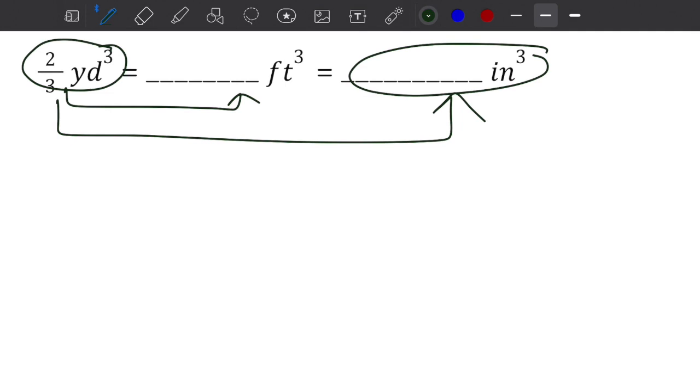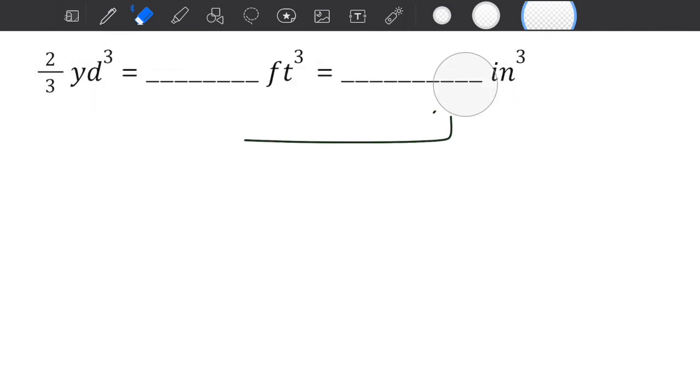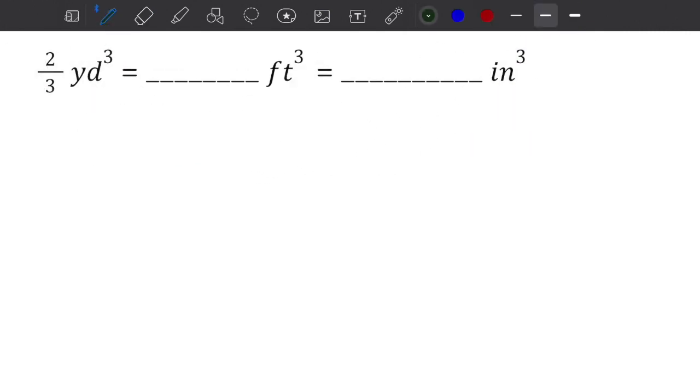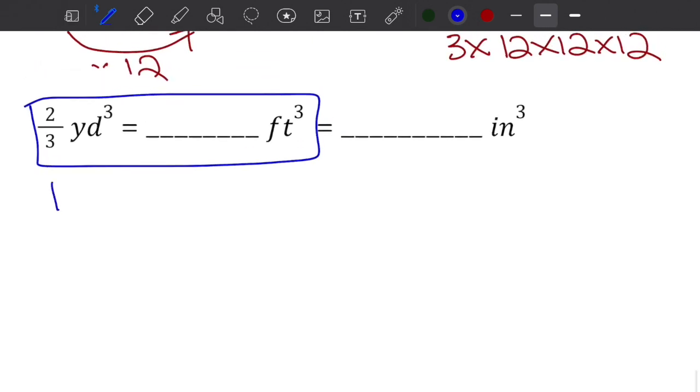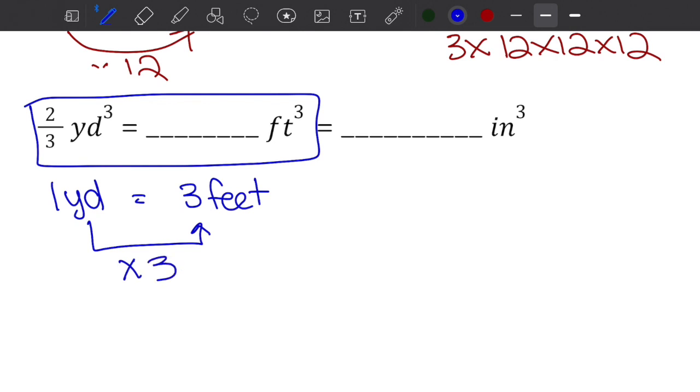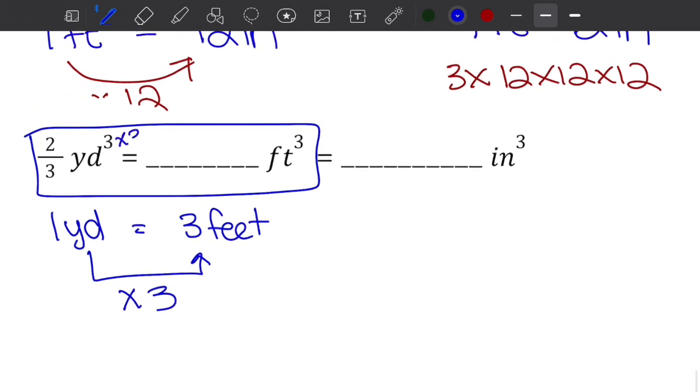Can we find one? Absolutely, and it's not that hard. We use the same process that we did earlier when we drew the cubes, but just to make things simple and a little bit faster, we can convert to cubic feet first. All right, so let's do this question first, okay? So what's the relationship between yards and feet? We know that 1 yard is equal to 3 feet. How do we go from here to here? We multiply by 3. For volume, we're going to multiply by 3 times.